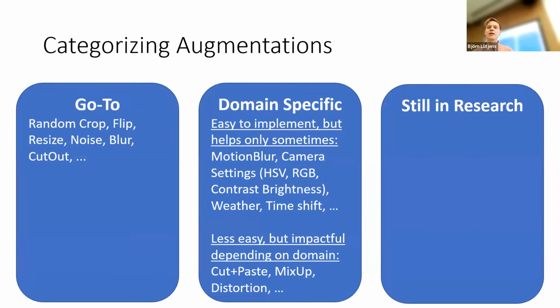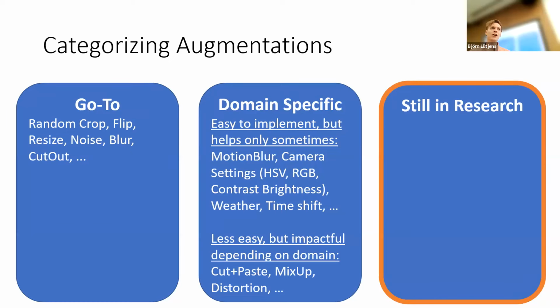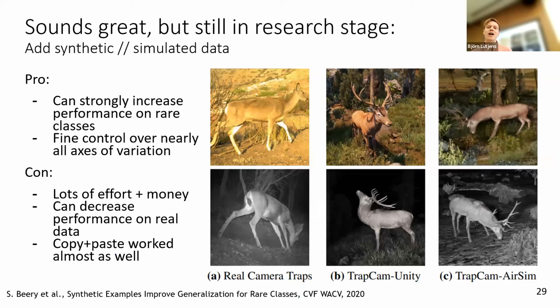So here's a list for you to later look up of those domain-specific augmentations. Still in research, these ideas sound very cool. For example, we might go ahead and add a lot of simulated data, which can be a very good idea. It can strongly increase the performance on rare classes, and we have that nice control over which exact classes we want to add onto our data set. Maybe you have some really cool sun glare that we can add into our data set. However, it can actually decrease the performance on real data because now we have a model that's trained on real and not simulated data. But more overall, it was just a lot of effort and a lot of money and a lot of time spent on developing this augmentation. Whereas I think the paper even shows that if you would have just used copy and paste augmentation, which takes like a day or two to implement, it performed nearly as well.